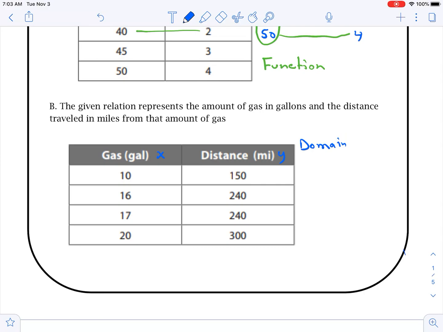So my domain would be my x values. In this case, it'd be 10, 16, 17, and 20. And my distance, my range, I should say my range is the distance. So it's 150. Now notice, I have these two numbers repeat themselves. So when I write it in the range, I don't repeat it. I just write it one time, and then 300.